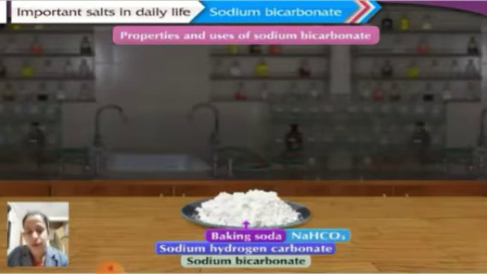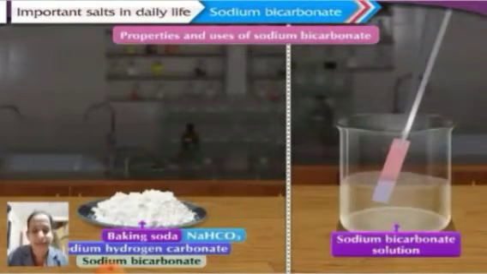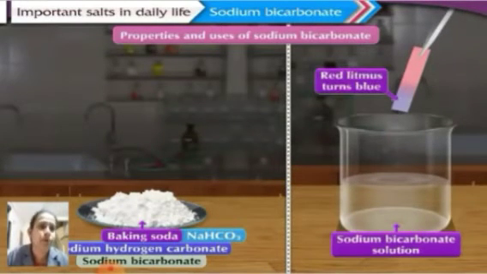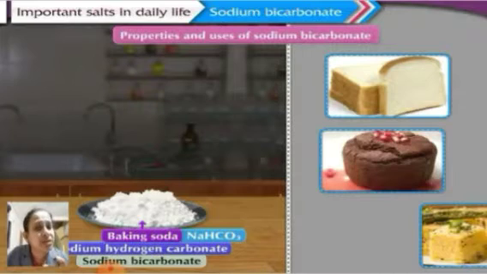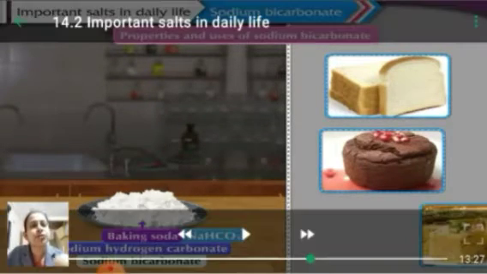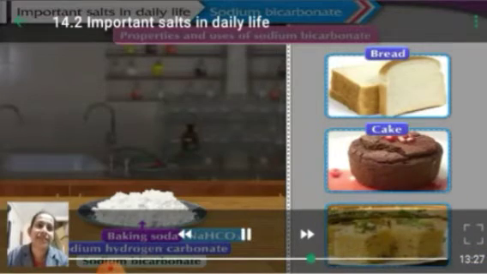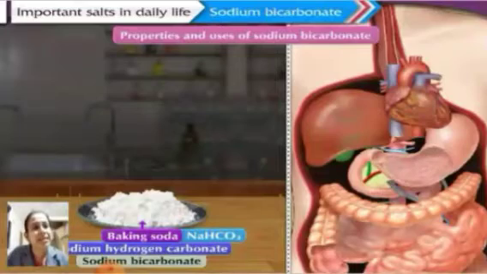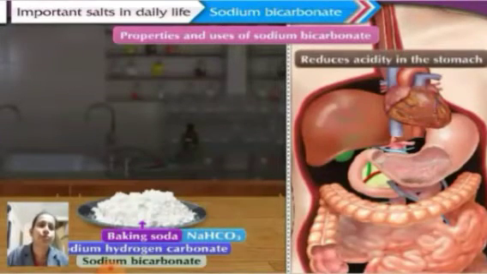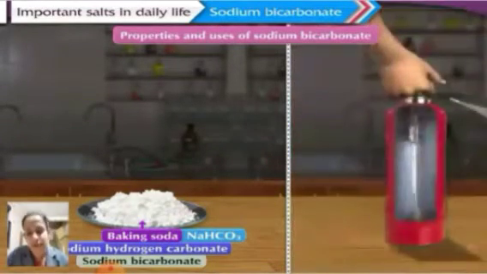Let us learn. Sodium bicarbonate reacts with the litmus paper and turns the red litmus blue, which means that it is basic in nature. You have learned earlier that when a red litmus turns blue, it is basic in nature. Now it is used to make substances like bread, cake and dhokla. Being basic in nature, it can also be used to cure the acidity in the stomach.